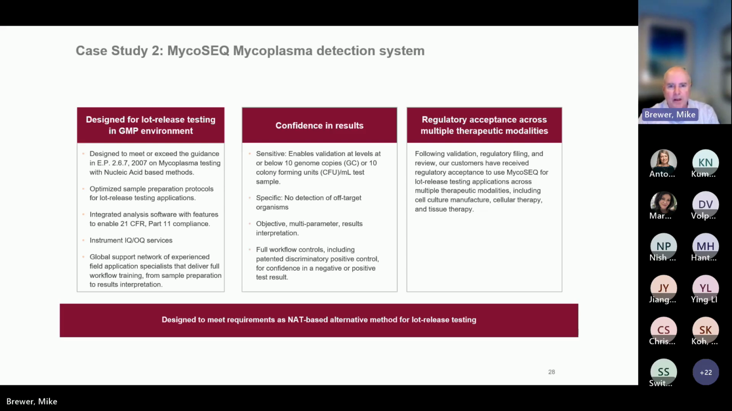Following validation, regulatory acceptance is an important consideration for anybody considering a kit. Following validation, regulatory filing, and review, our customers have received regulatory acceptance to use MycoSeq for lot release testing applications across multiple therapeutic modalities. This includes cell culture manufacturing, cell therapy, tissue therapy, cell-based therapeutics, as well as vaccines. And there are validations in process for producing gene therapies, specifically recombinant AAV.